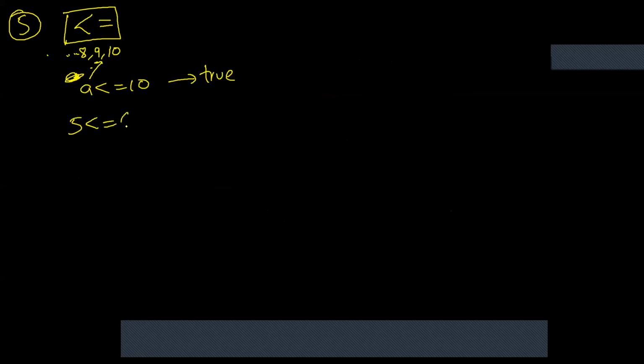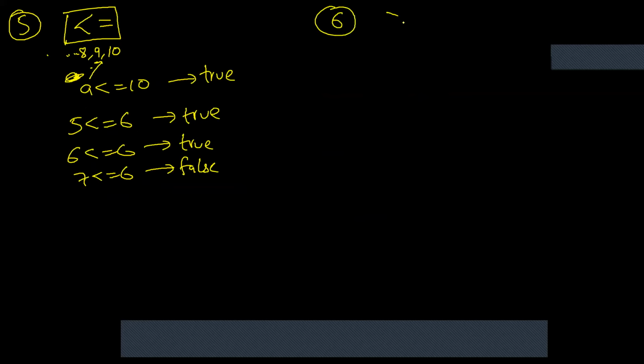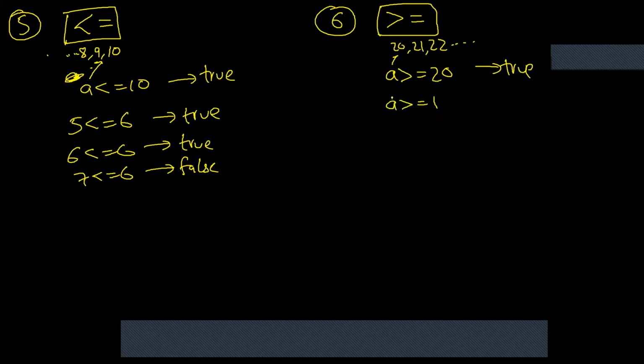5 is less than or equal to 6, true. 6 is less than or equal to 6, true. 7 is less than or equal to 6, false. Correct. In the same way, there's another operator that is greater than or equal to. You got the feel, right? So 20, 21, 22, however much, it will give me the value true. A is greater than or equal to 1, and this guy is something like 0. In that case, we will get false. 10 is greater than or equal to 15, false. 20 is greater than or equal to 30, it is false.